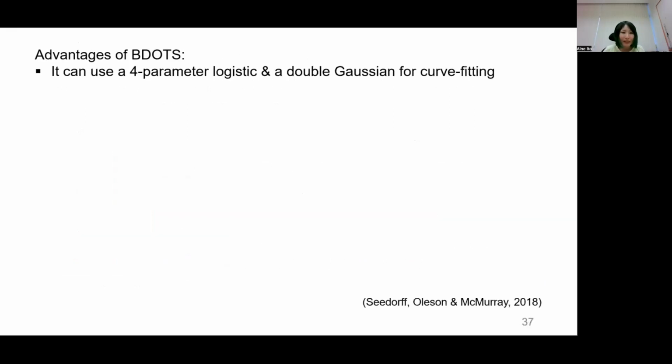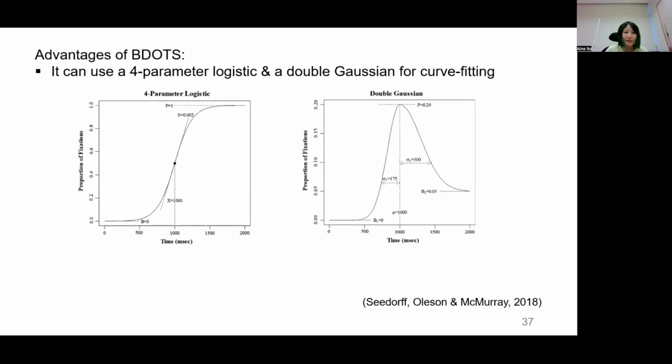An advantage of bdots is that it can use two types of curve-fitting functions. One is called the 4-parameter logistic, and the other is called the double Gaussian. This includes some math, but you don't really need to look at these things. The important thing is that the 4-parameter logistic is used to model fixation proportion that just increases, and the double Gaussian is used to model fixation proportion that goes up and down, so increases and decreases.